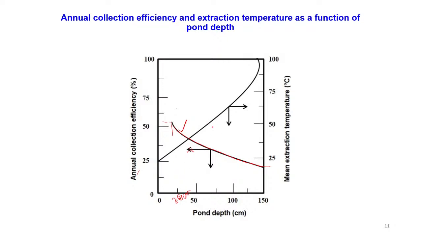So please read this plot, not this plot, okay? This line is for mean extraction temperature. So a mean extraction temperature of 100 degree C can be achieved at a depth of 140 centimeter. Okay, I hope that your queries and doubts are now clear.